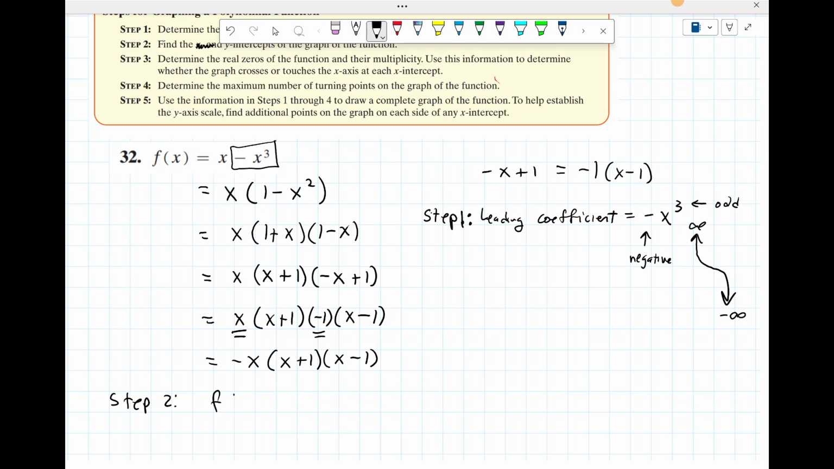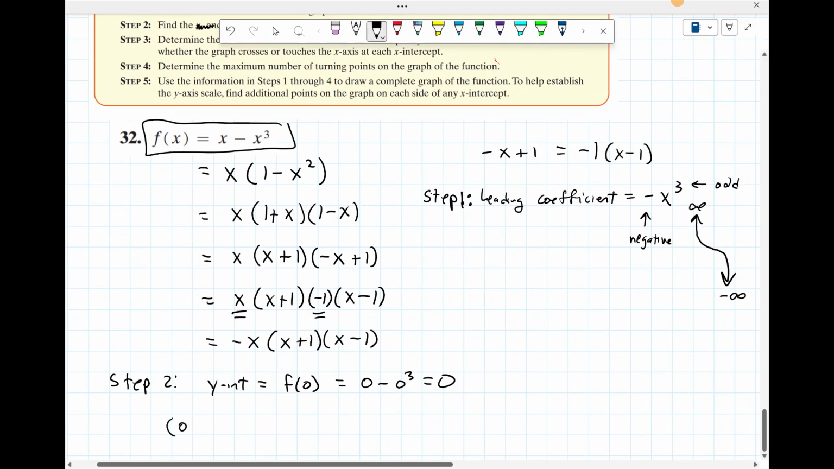Let's find the y-intercept. And remember, the y-intercept is always equal to f of 0. And I'm not going to use the factored form here. I'm going to use this because I think this is easier. So that'll be 0 minus 0 to the third. That's just going to be 0. So I know my y-intercept is 0, 0.